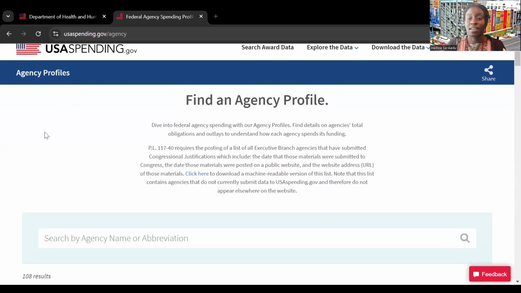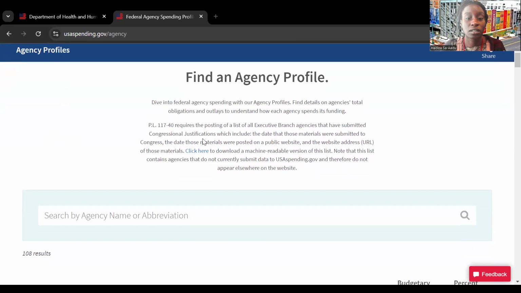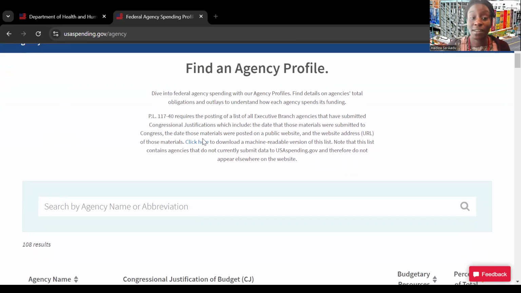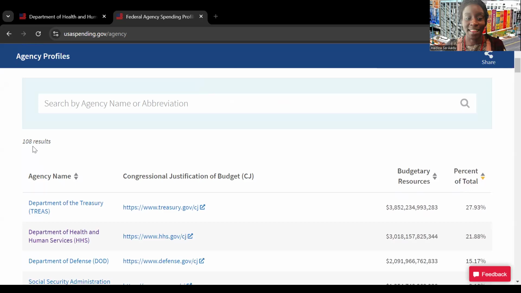We are on the agency profile section of USAspending.gov. Here we can dive into federal agency spending, and then we can find details on agencies' total obligations as well as outlays to understand how each agency is spending its allocated funding. Then we've got a little bit of legal background here for those who are interested in that.